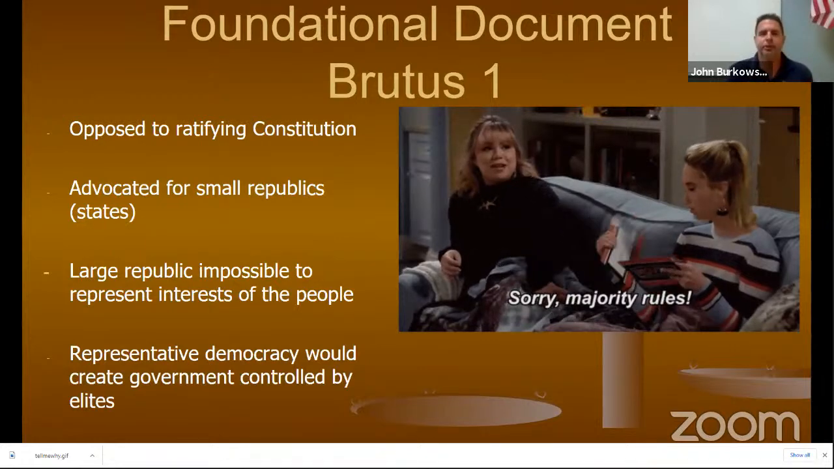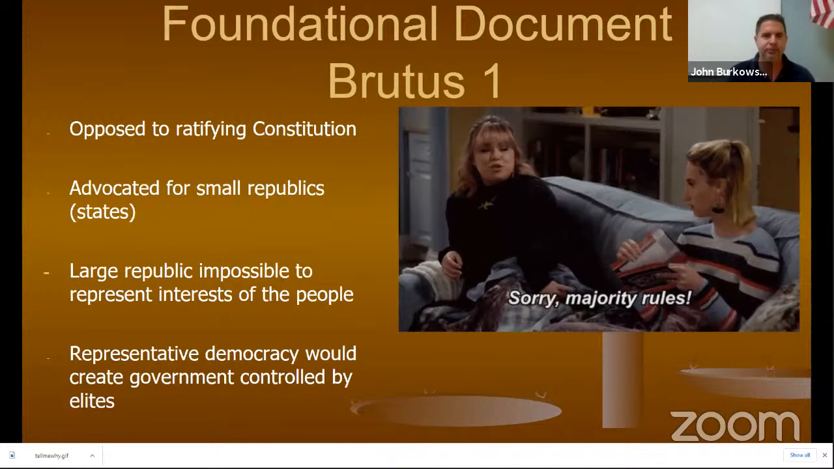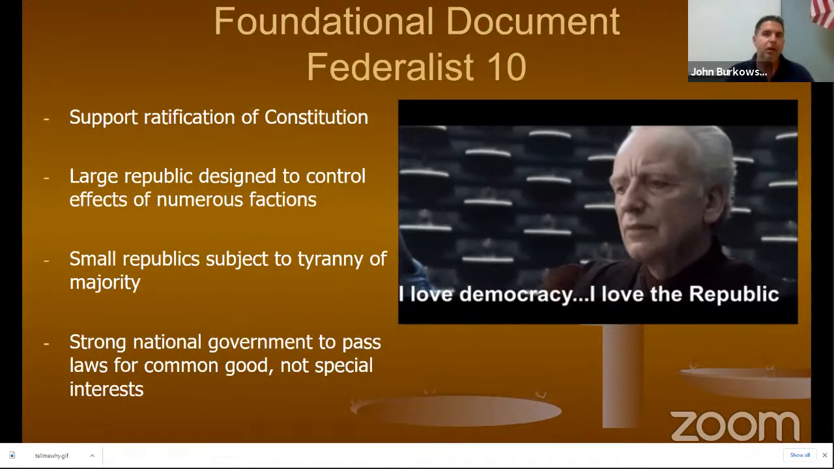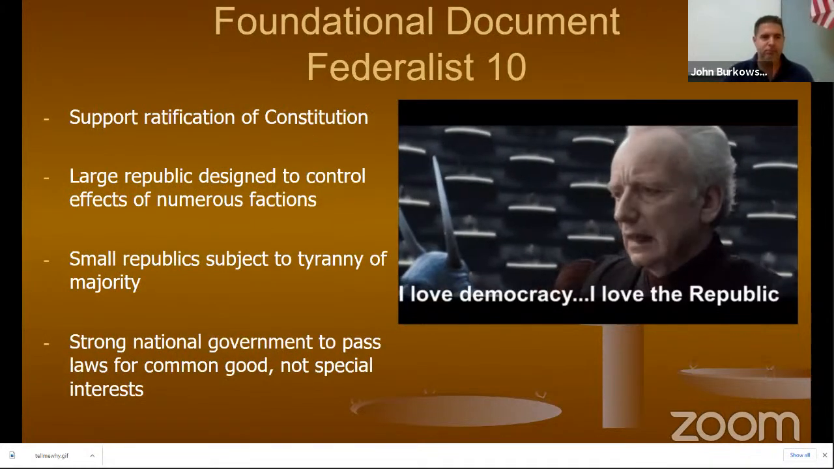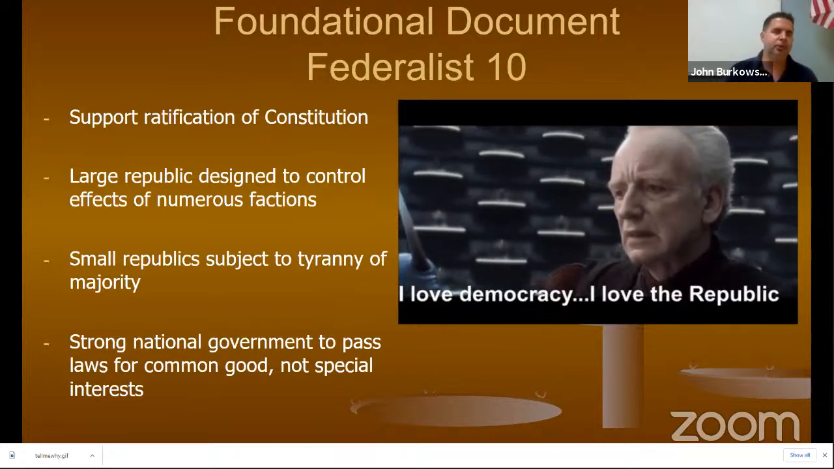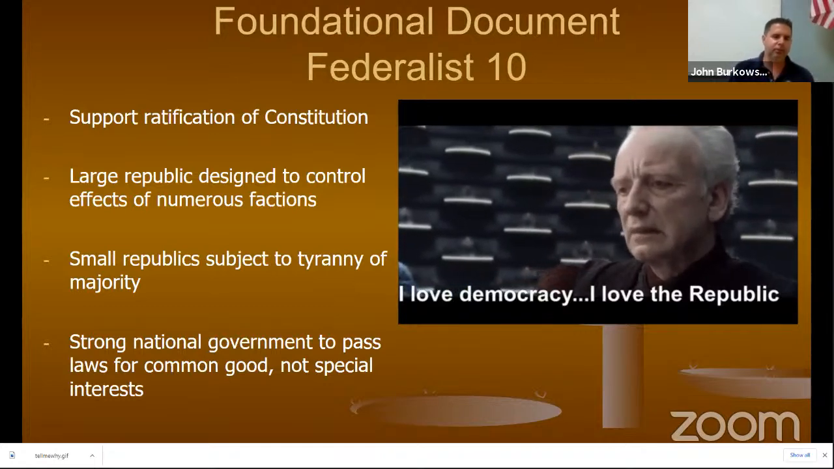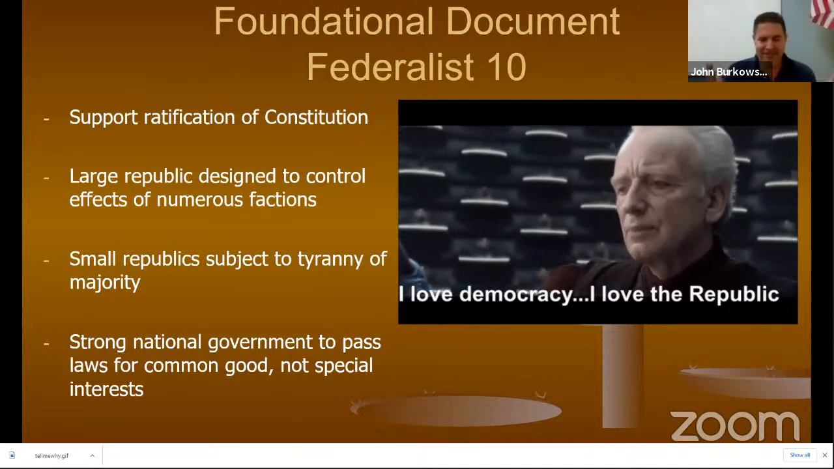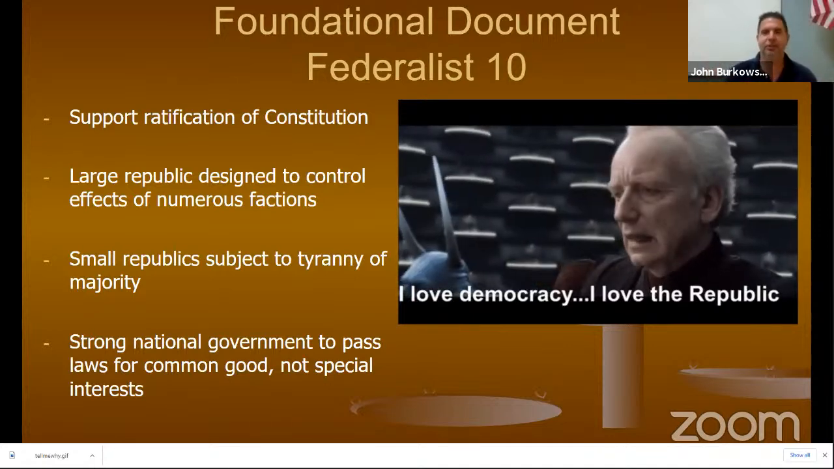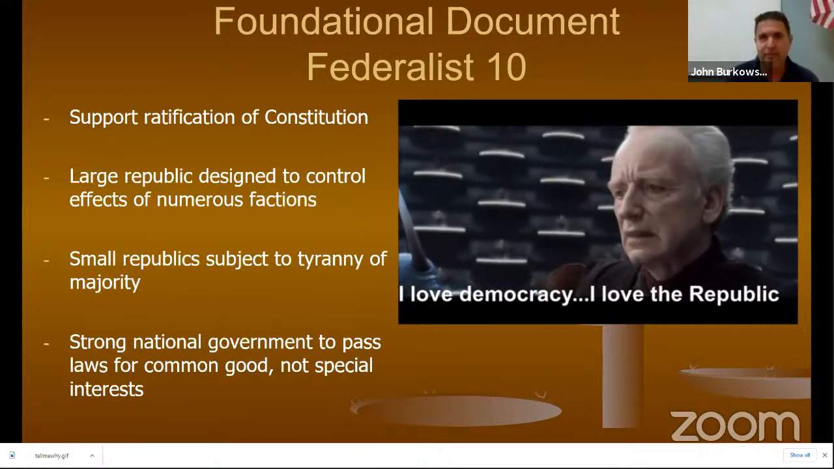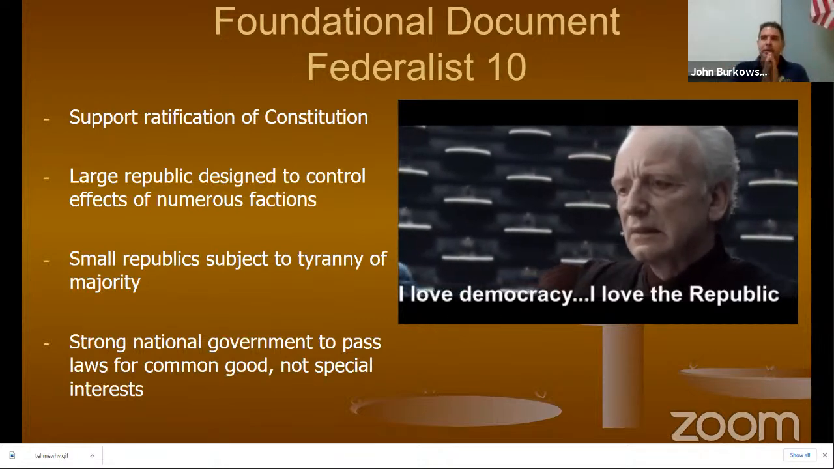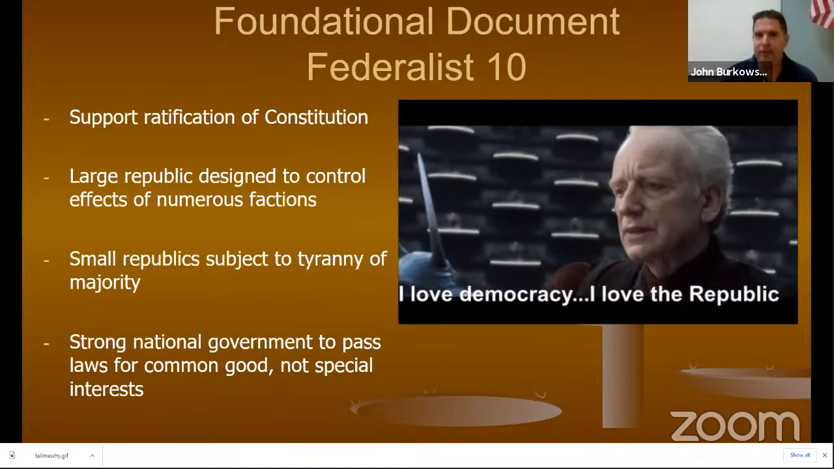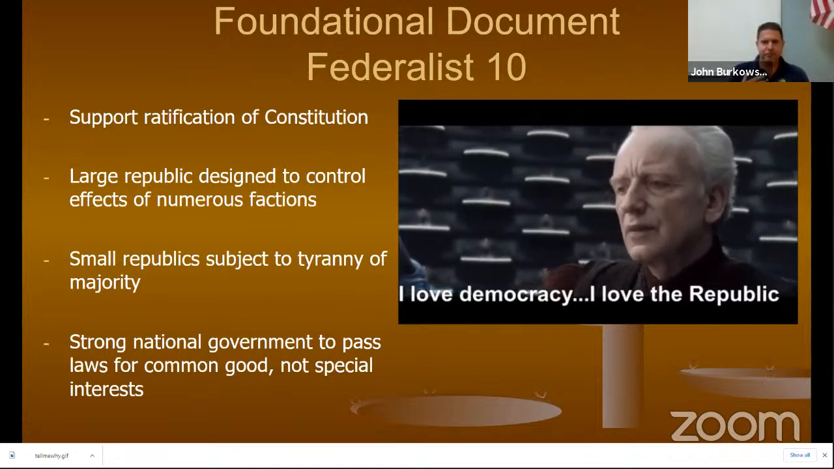Keep this confederation that we got going on, and not really help to establish this strong central government. Of course, Federalist 10 says, no, a large republic is good. No, we want a strong central government. Yes, Federalist 10, it's all about supporting the ratification of the Constitution. It's James Madison. This is arguably the most important Federalist paper out there.